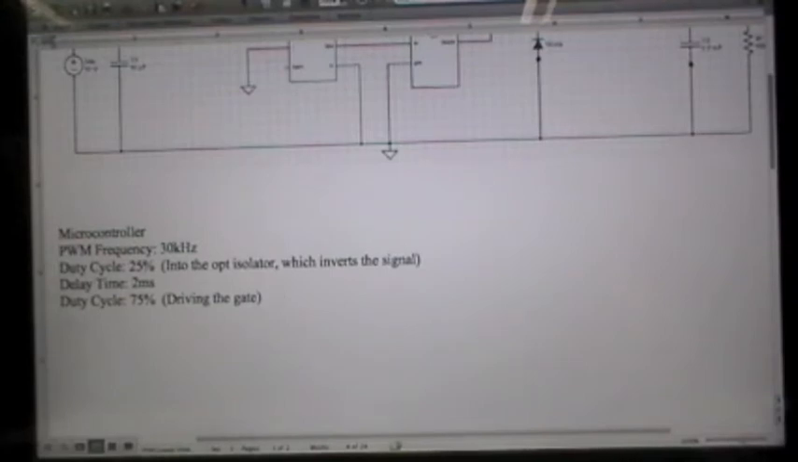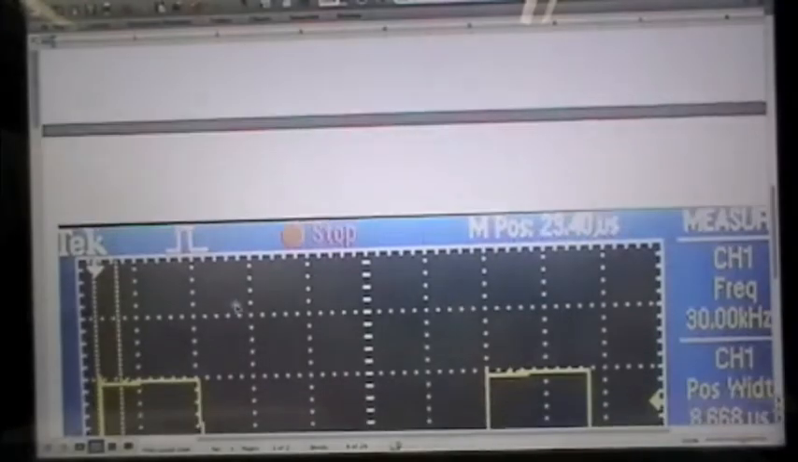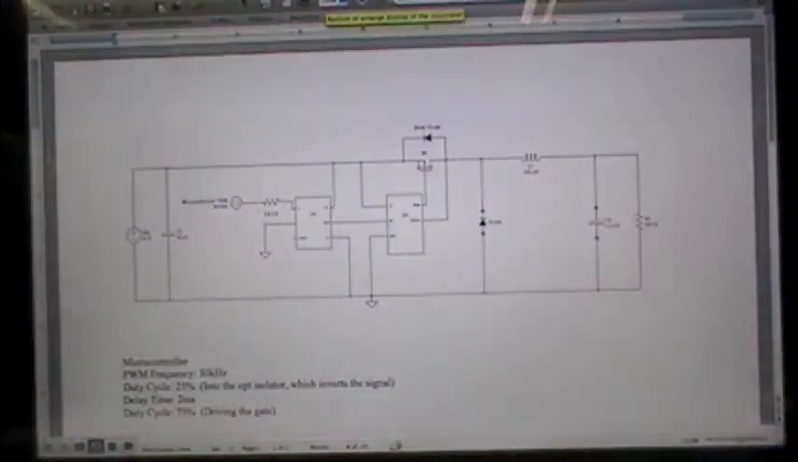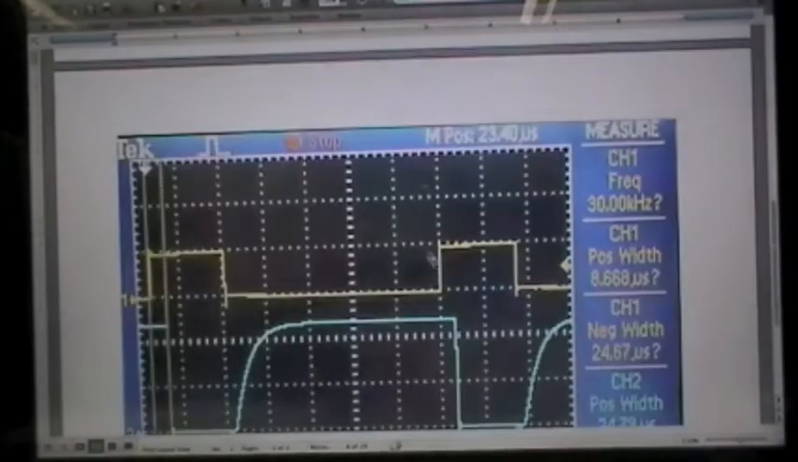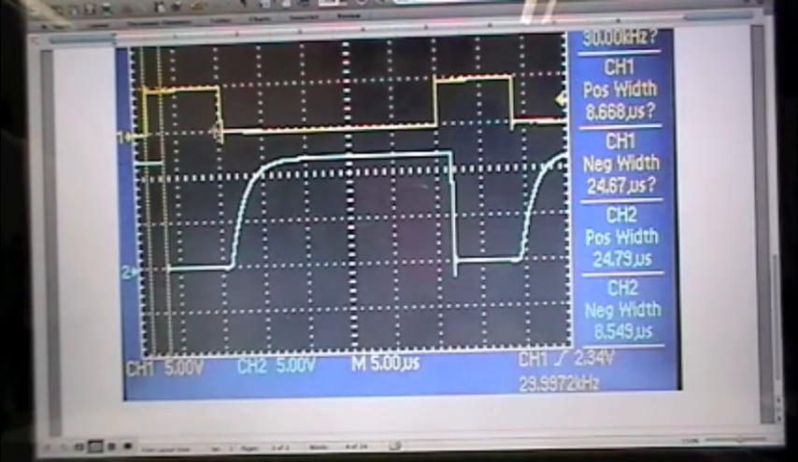We needed to create a duty cycle of 25% into the optocoupler, since that inverted the signal. That gave us this 75% duty cycle driving the gate. Here's an image of the waveforms. So channel 1 is our input from the microcontroller. It's a 30 kilohertz square wave with a duty cycle of 25%.